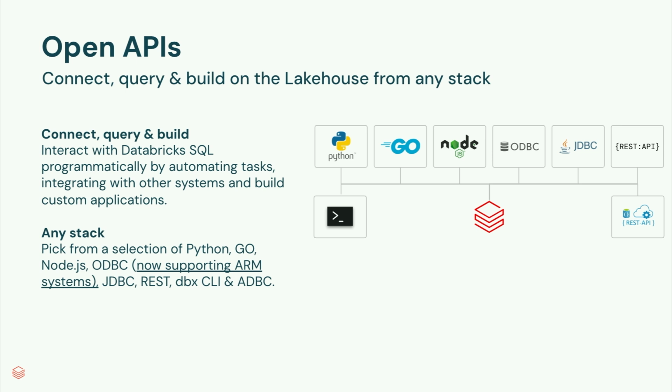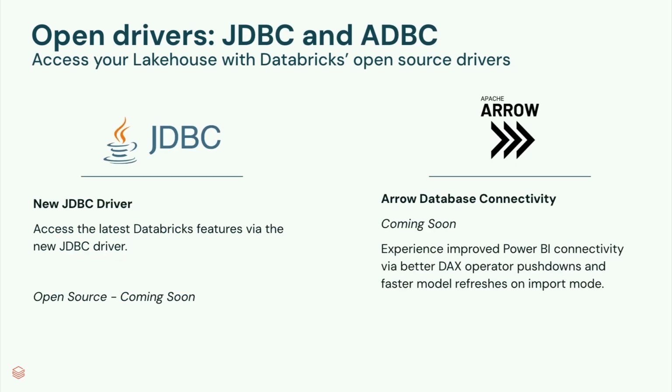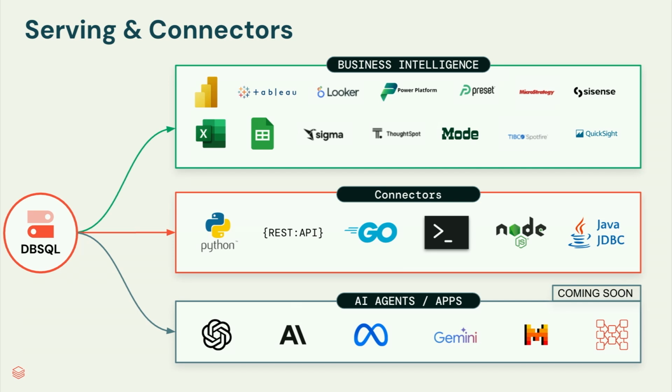Talking about the open APIs, Databricks SQL has the SQL API that you can use to integrate with your applications to get data. Also, our drivers, the JDBC and ADBC driver. ADBC is for Power BI, and JDBC is for all the other BI tools. They are also open sourced, and that really helps us to improve performance and iterate very quickly in the community. So this is how you can query data from DBSQL.